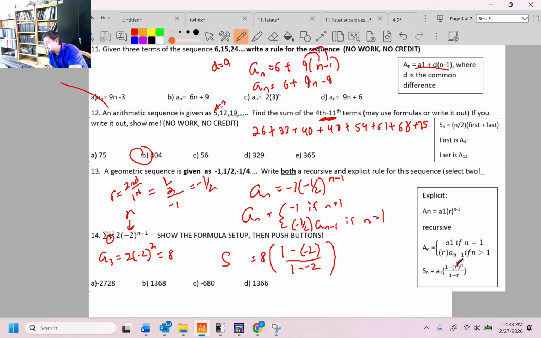Now, you still have to know what n is. N for the bajillionth time is 11 minus 3, add 1 back. 11 minus 3 is 8, you add 1 back, you get 9. I need a 9 there. And then I go push buttons and I get B. I promise you, just push the buttons, you get B. You find the sum of 9 things.